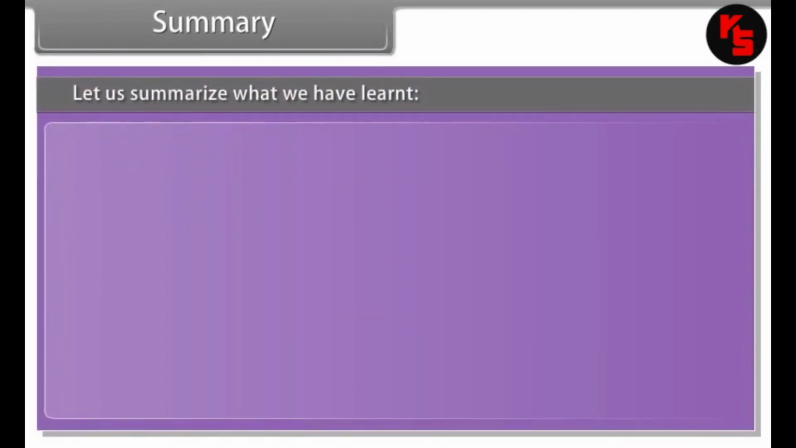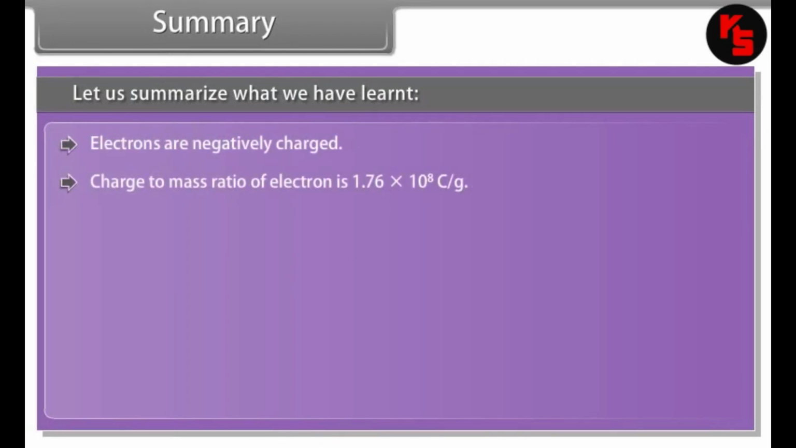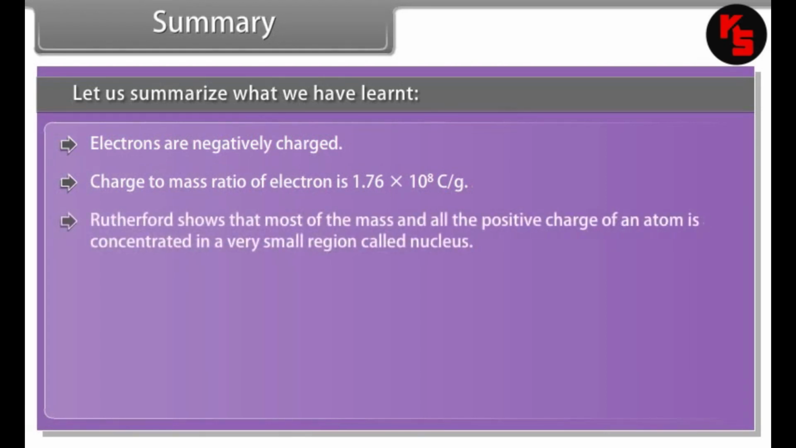Summary. Let us summarize what we have learnt. Electrons are negatively charged. The charge to mass ratio of an electron is 1.76 into 10 raised to the power 8 coulombs per gram. Rutherford showed that most of the mass and all the positive charge of an atom is concentrated in a very small region called the nucleus.